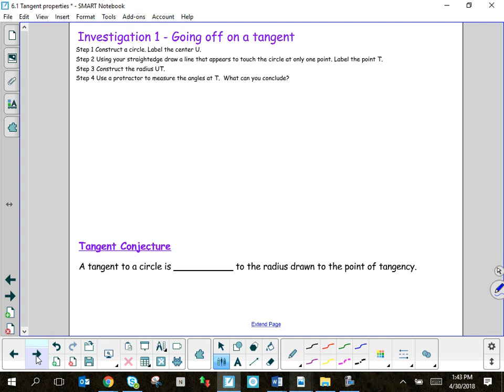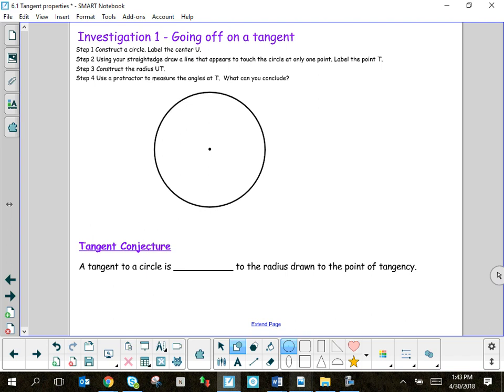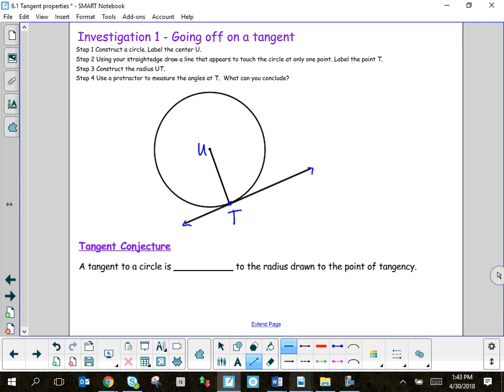We're going to construct a circle. After you construct the circle, it says to label it circle U. Then it says use a ruler to draw a line that appears to be tangent. So use your ruler, and name that point of tangency T. Once you do that, get your ruler and connect U to T. When you connect U to T, it says to get your protractor and measure the angle.